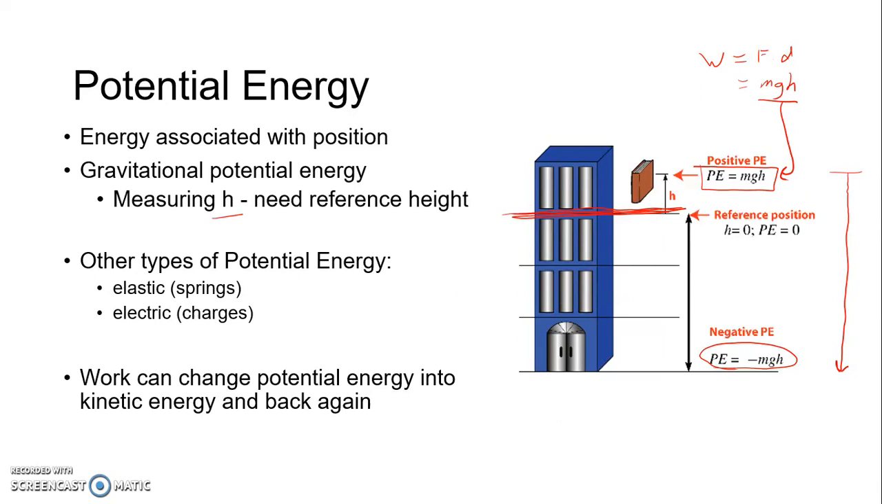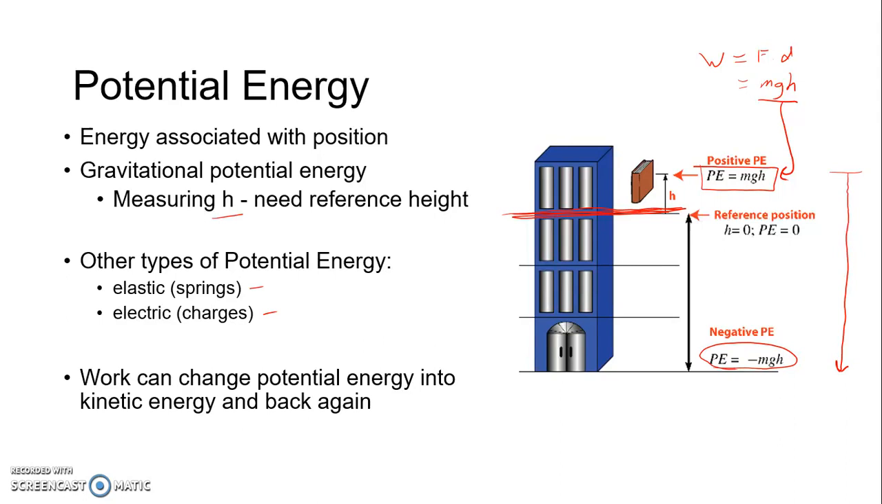Now that's gravitational potential energy. There are lots of other types of potential energy. You have elastic potential energy, which is the type of energy due to springs. You also have electric potential energy due to the separation of electric charges. There's another word that is related to electric potential energy, and that is voltage. Again, we will address that when we talk about electricity.